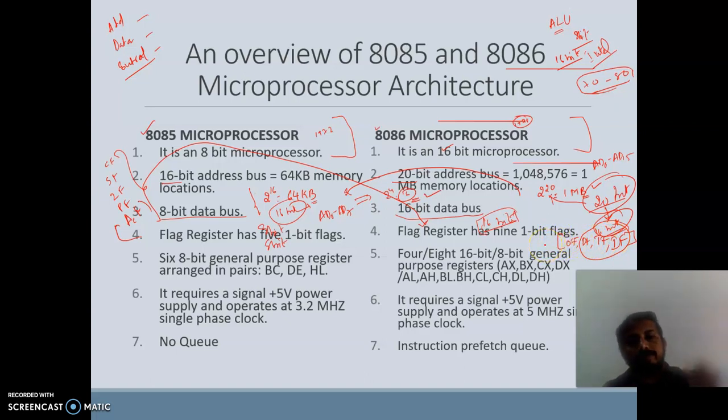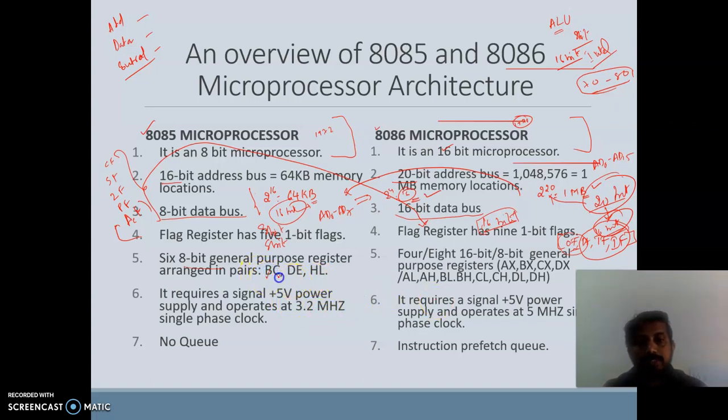The direction flag sets the microprocessor to auto incrementing or auto decrementing when using string instructions. So these are the 3 additional flags and one more conditional control flag. Totally 4 additional flags in your 8086 when compared to 8085. Next one, 8085 has 8-bit general purpose registers. How many? 6 general purpose registers are available over here.